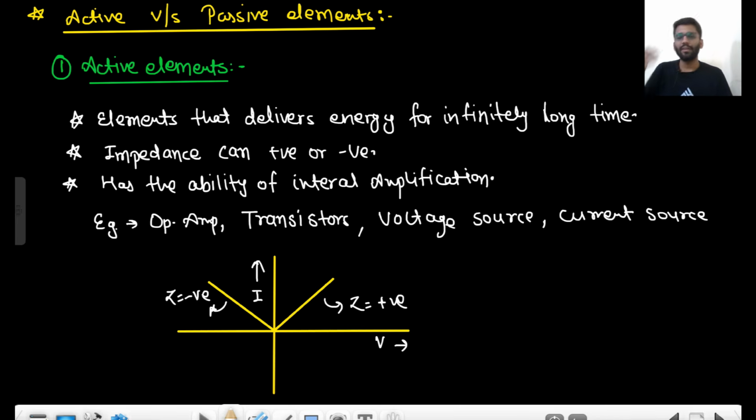Now coming to the active elements and passive elements. Active elements are those which can deliver energy for an infinitely long time. It has the ability of internal amplification as well, and for them Z can be positive or negative. So when we draw the characteristics, here Z is positive, here Z is negative. Anytime Z is becoming negative, that means it has the ability of delivering energy, so it can be treated as an active element.